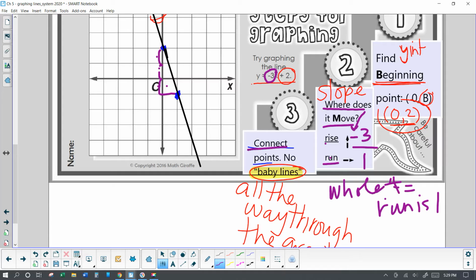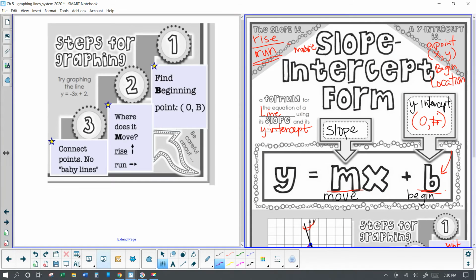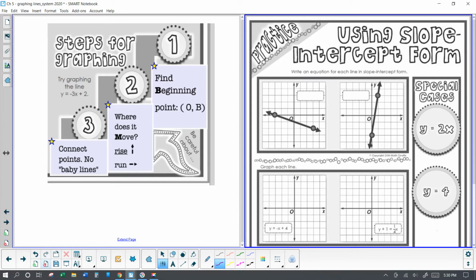And then connect your points. Once you have your 2 points, you need 2. You could do 3 points if you'd like. Count your rise and run and get another point in there. But connect your 2 points together. No baby lines. Draw your line all the way through the whole graph. Okay, so there's our steps for graphing an equation.